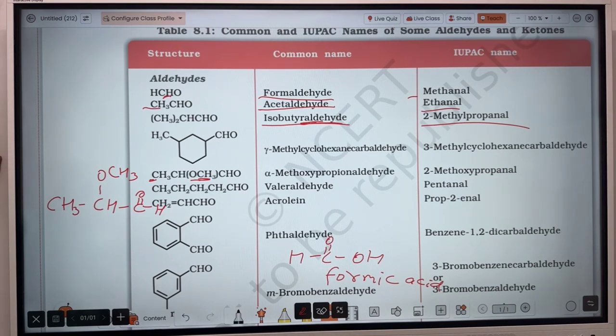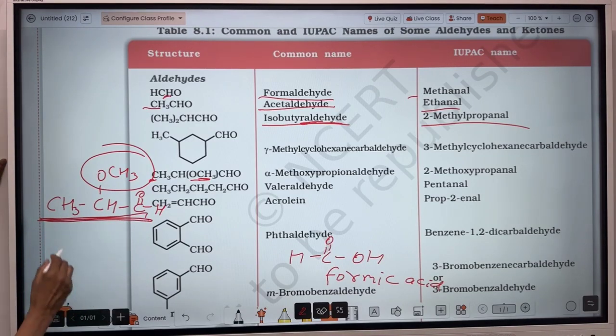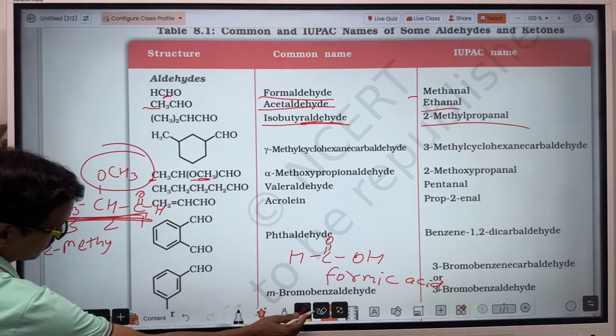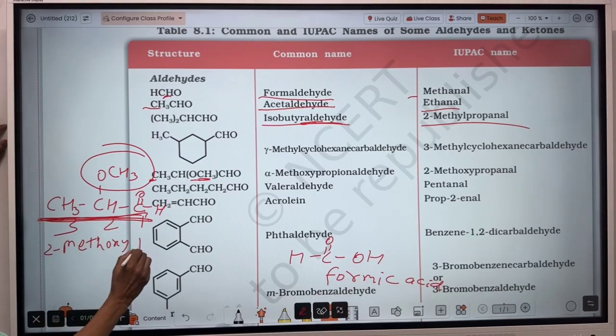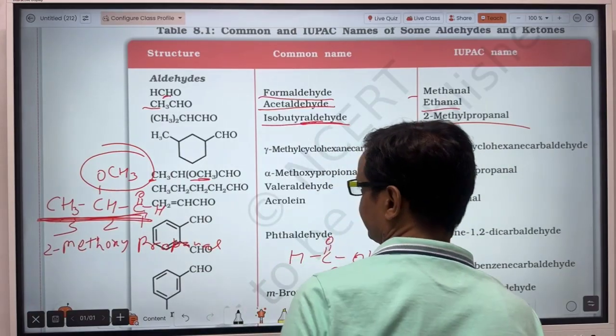Then after C double bond O and H, or CHO, whatever you would like to write. Then how to write the name? This methoxy group will be considered as a substituent. That means the main name of the compound will be based on this chain. As we did, first position to this carbon, second and third here. So the methoxy group is at second position. So that's why we write 2-methoxy. And here 1, 2, 3, so propanal, 2-methoxy propanal, that's why.